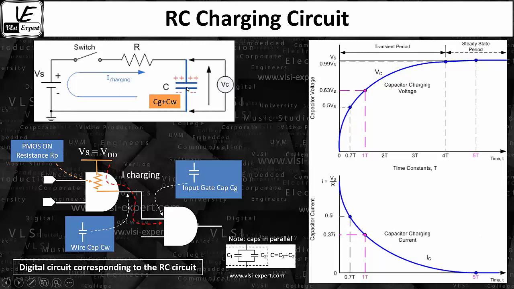So remember, if there is no voltage across the capacitor, at that particular time your current is high, and when it is fully charged, then the current is 0. So that means there is a curve like this. So this is for the current and this is for the voltage.